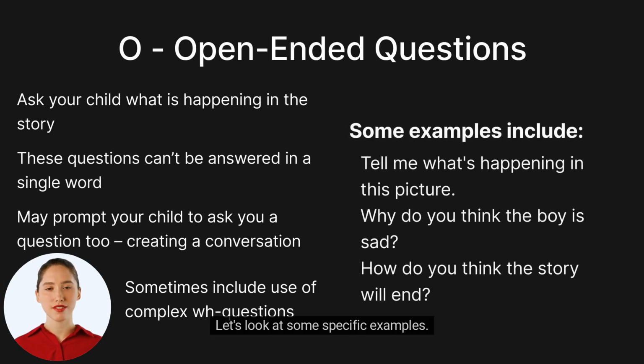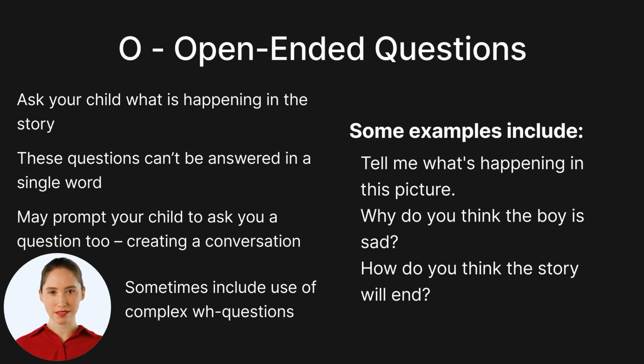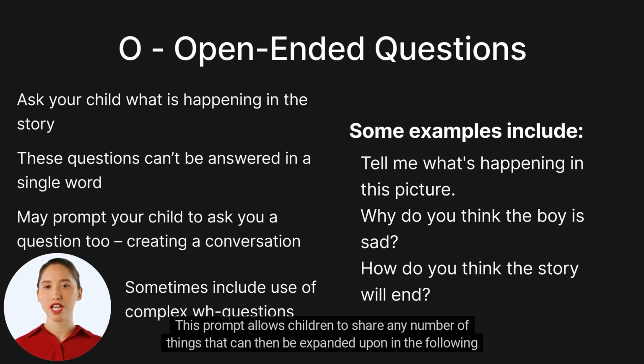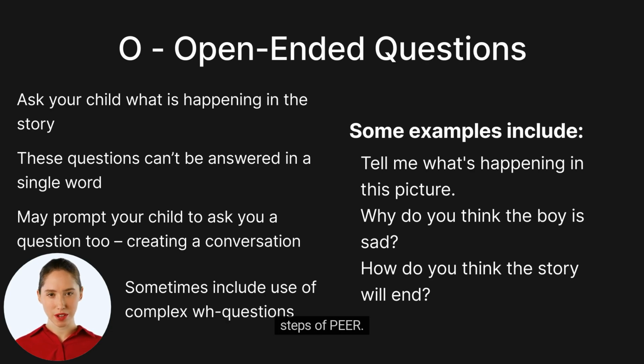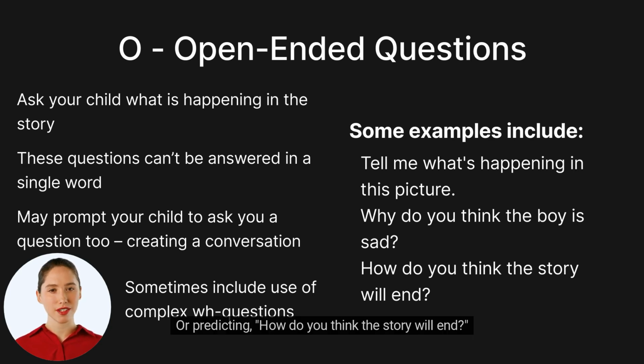Let's look at some specific examples. One of the most common and easiest ways to provide an open-ended prompt is to say, "Tell me more about this picture." This prompt allows children to share any number of things that can then be expanded upon in the following steps of peer. Some other examples include asking things like, "Why do you think the boy is feeling that way?" or predicting, "How do you think the story will end?"